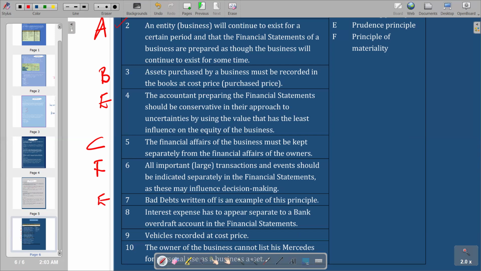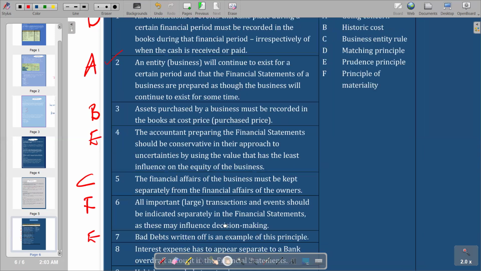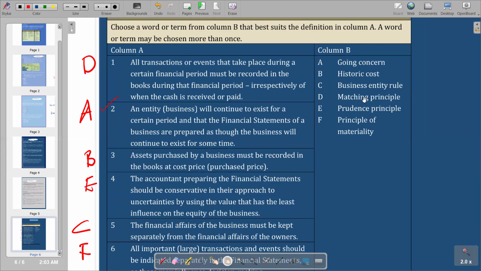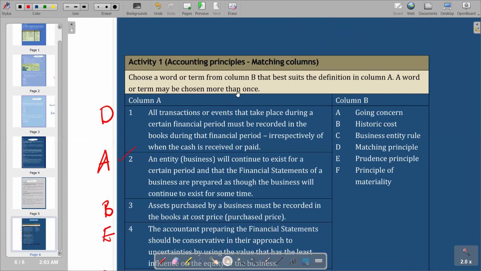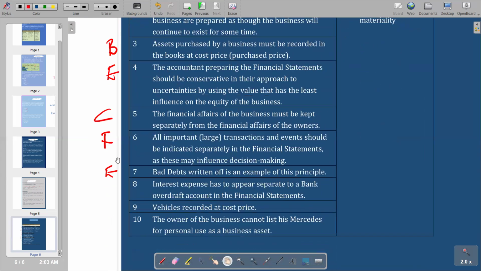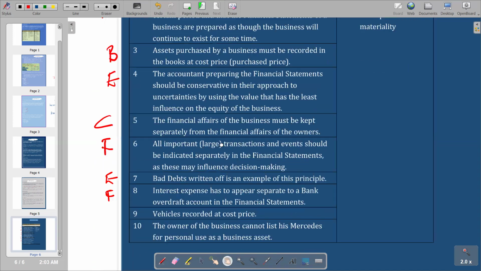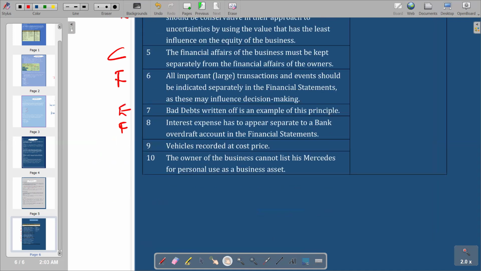Number 8, interest expense is to appear separately from a bank overdraft account in the financial statements. This is separation of transactions. We are saying this is the materiality principle, materiality F. Remember, at the beginning of the question, they gave an instruction that a word or term may be chosen more than once. So we have chosen the principle of materiality F on number 6 and it's appearing again on number 8. And number 9 is again historical cost, which is B. So we can indicate that as B.